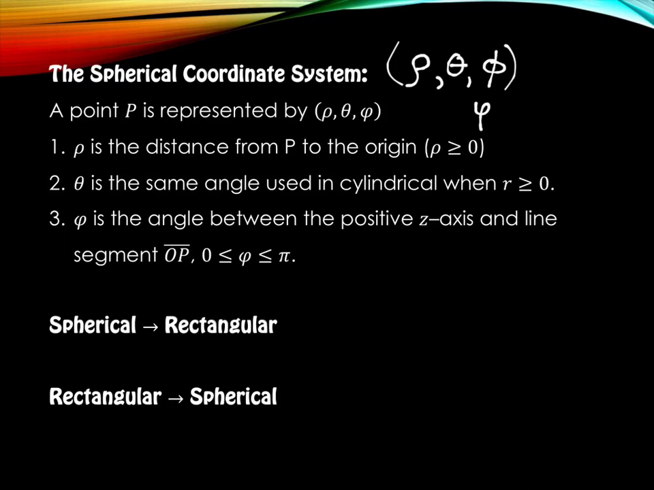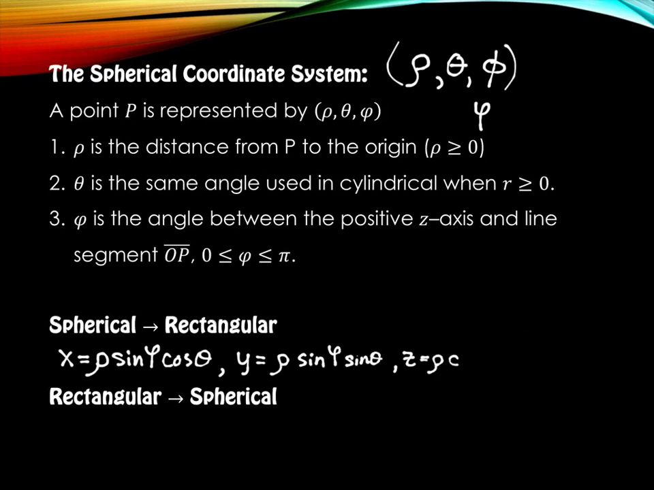So you need some equations. The equations are a little bit messier. So x is equal to rho sine phi cosine theta. Y is equal to rho sine phi sine theta. And you don't get a freebie on z anymore. Z is equal to rho cosine of phi.